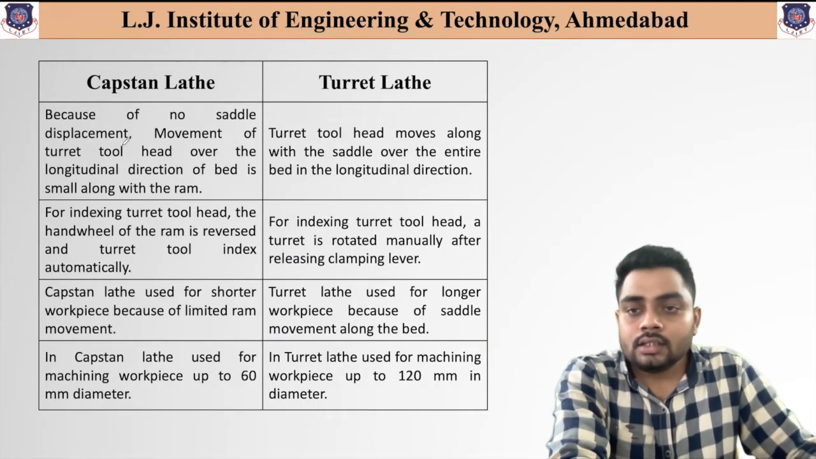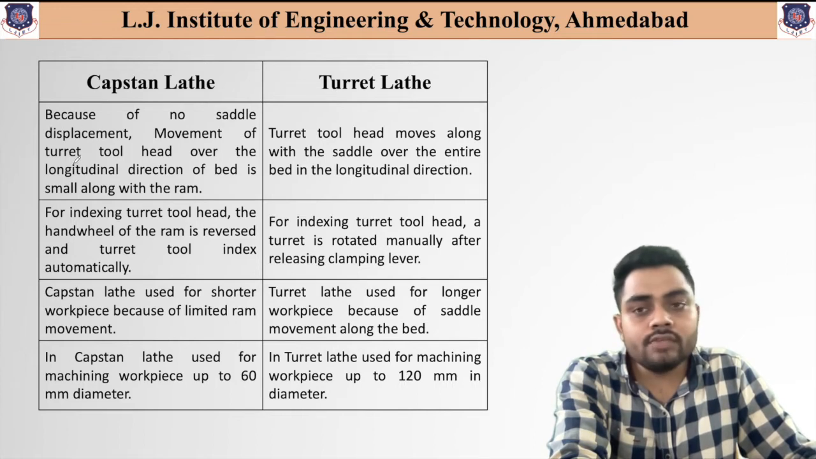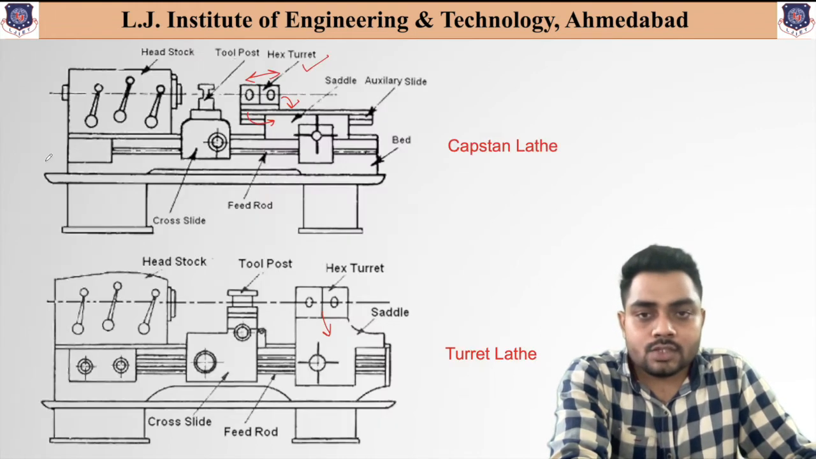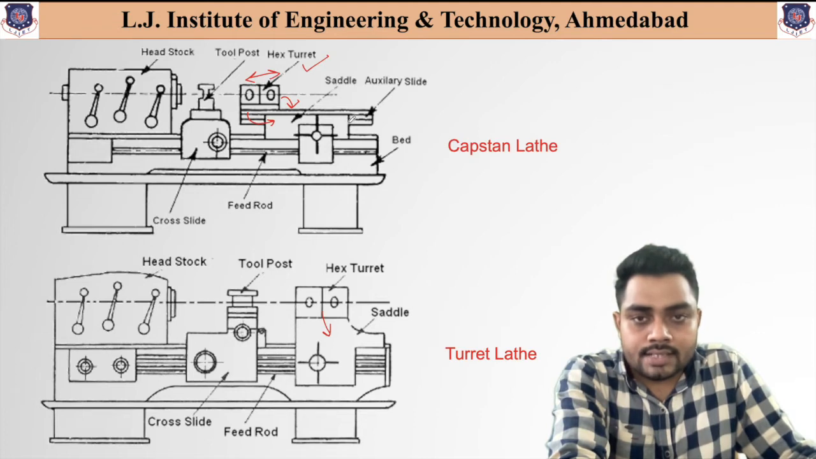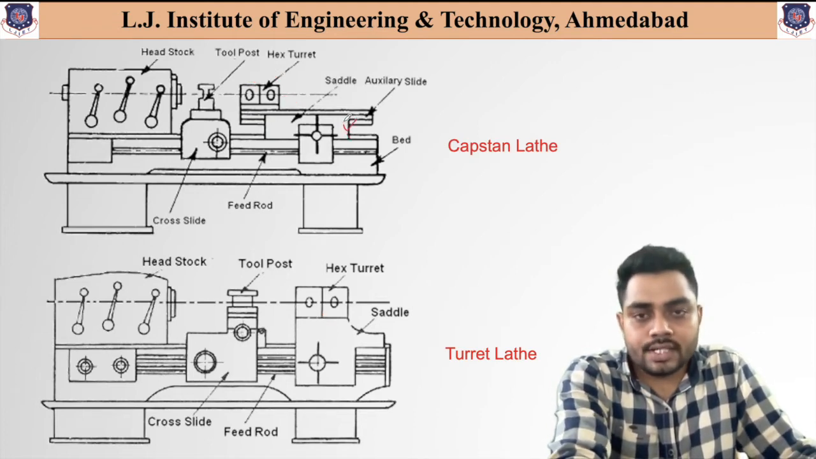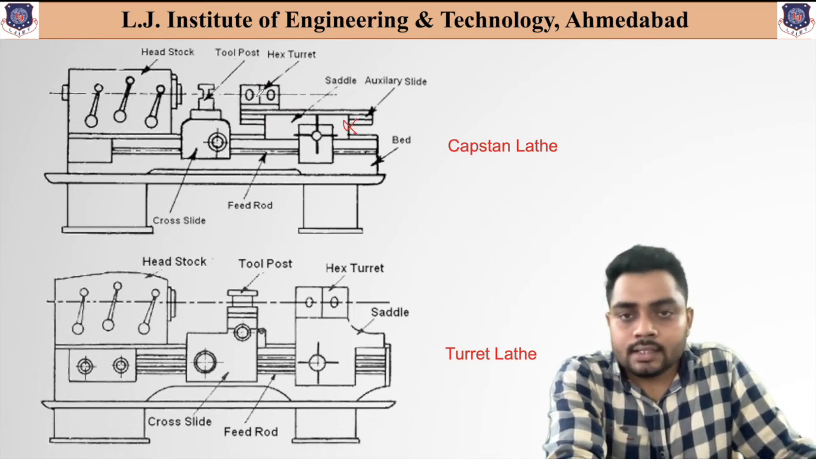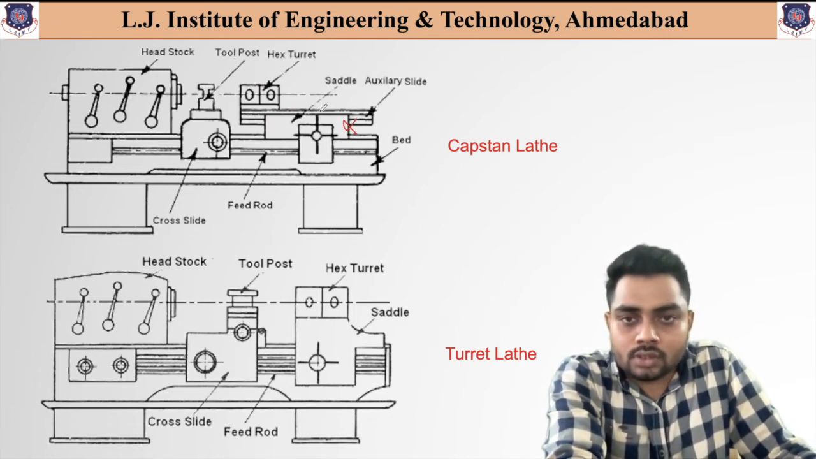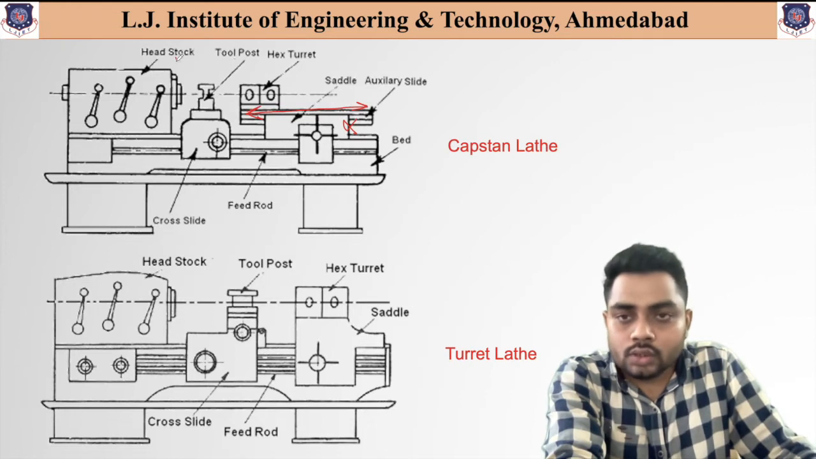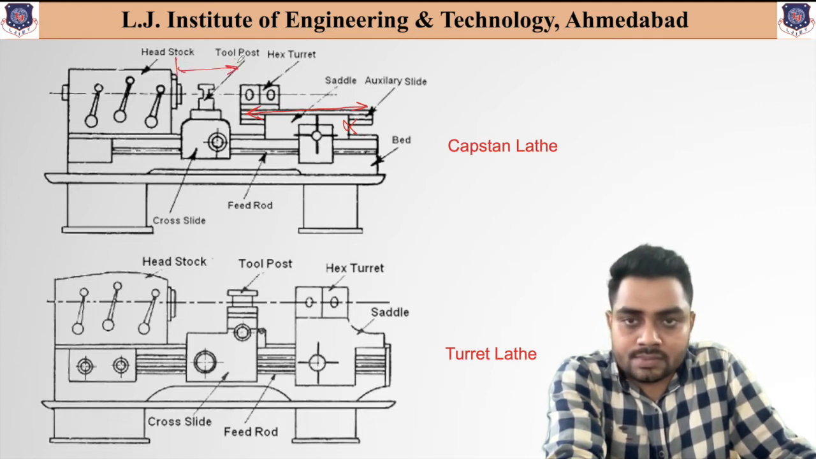Now the next one is that, as there is no saddle movement, the movement of the turret tool head over the longitudinal direction of the bed is small, along with the ram. So what it means is, as you can see over here, saddle movement is restricted, means the saddle cannot move, right? But here this tool moves based on the reciprocating movement or the provision provided on the saddle. That means this tool can move only in this much of direction.